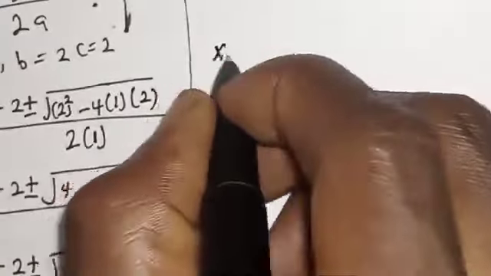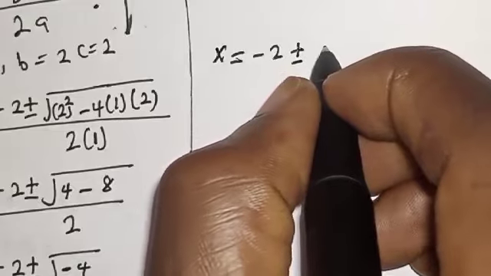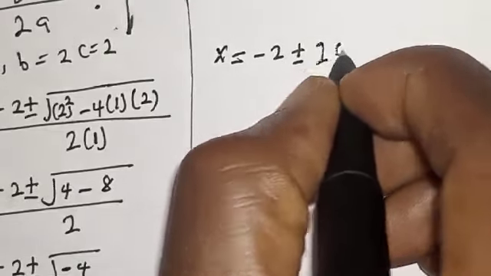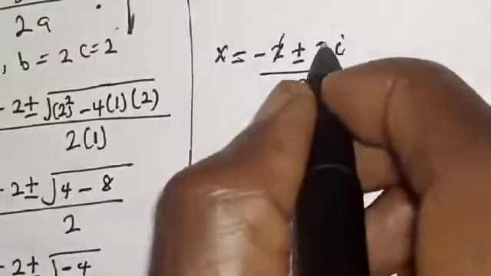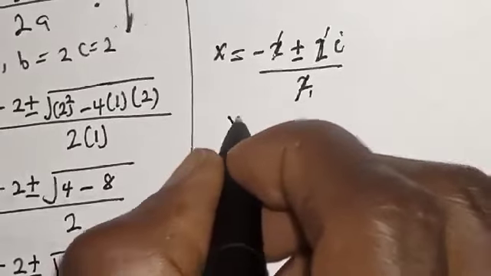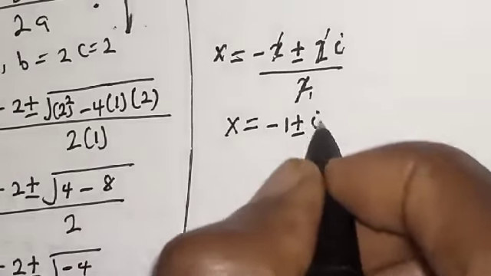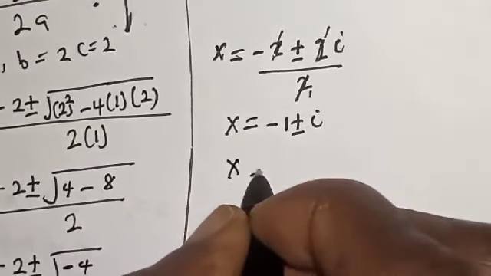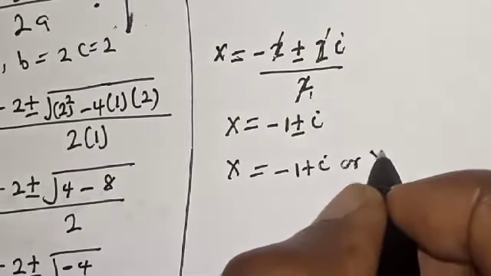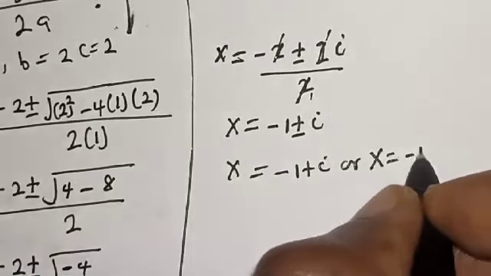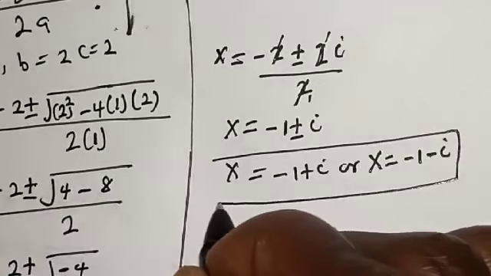x is equal to minus 2 plus or minus 2i over 2. And 2 here 1, 2 here 1. Therefore, x is equal to minus 1 plus or minus i. And our final answer is x is equal to minus 1 plus i, or x is equal to minus 1 minus i. That is our final answer for the first case.